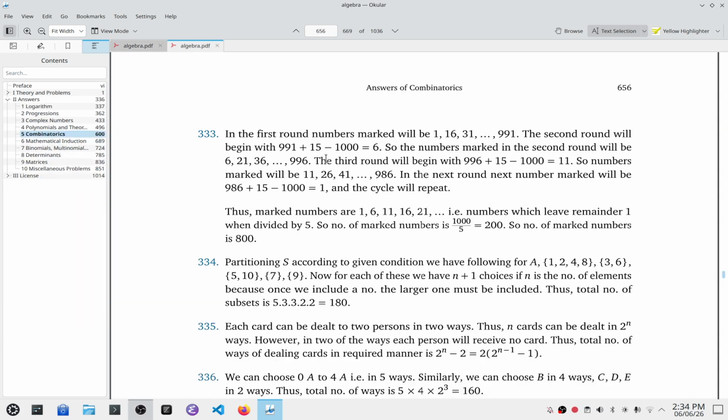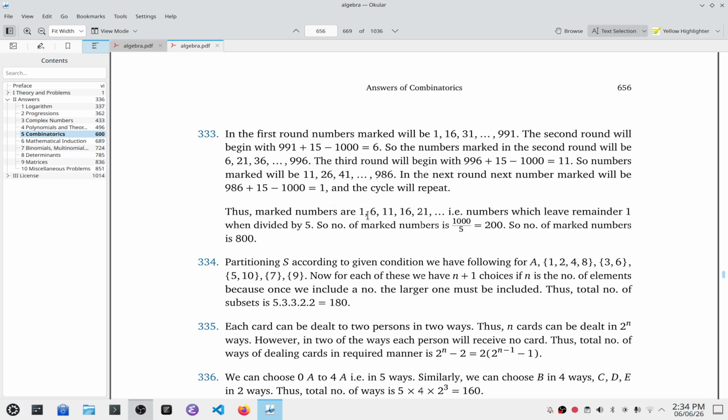So we start and we continue 1, 16, 31, we will reach 991. So the second round will begin at 6. So the numbers marked in second round will be 621 through 996. Then we will start at 11, so it will continue till 986. And in the next cycle we will have 1 and the cycle will repeat.